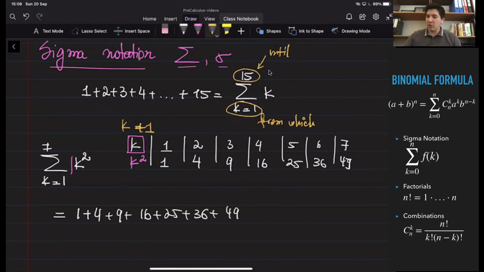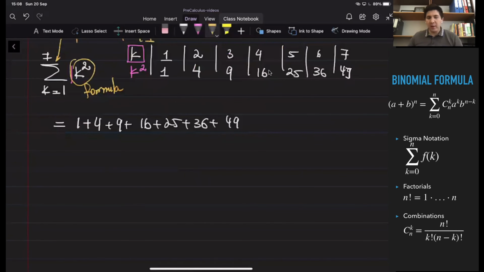This is called a sigma. So this is the formula of the sigma, which basically means that for every value of k, we need to calculate the formula. So let's do a couple more examples of calculating, or expanding, the sigma notation.